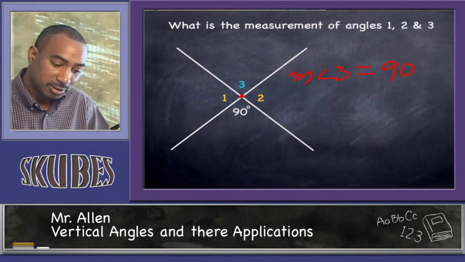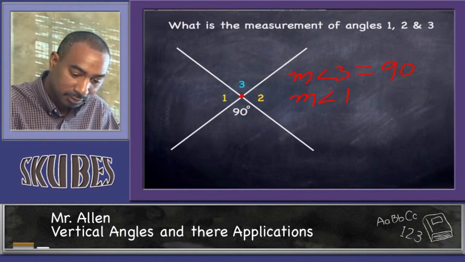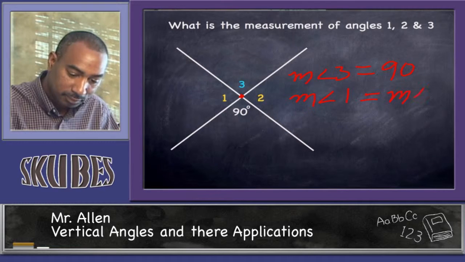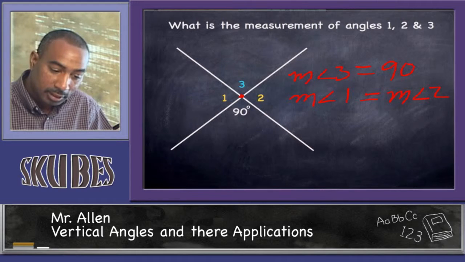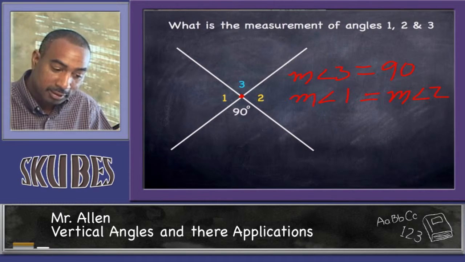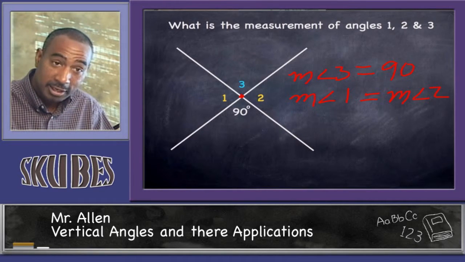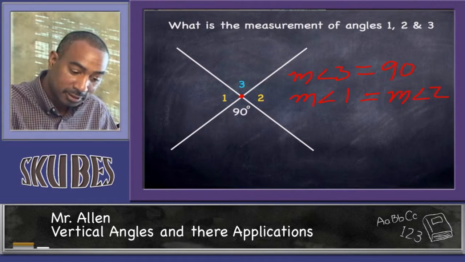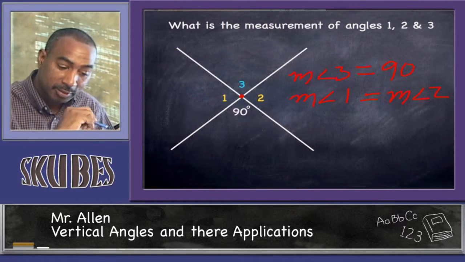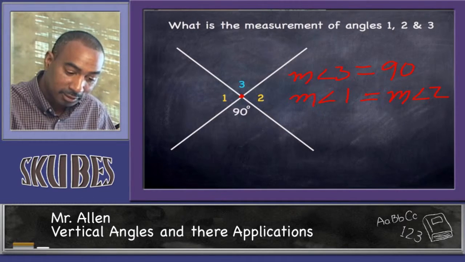But what about angles 1 and 2? We do know that they're equal to each other. The measures are equal. But again, you have to use the definition that any two angles that form a straight line have to equal 180 degrees. Well, if this is 90 degrees, the only other number that you can add to 90 to make 180 is 90.